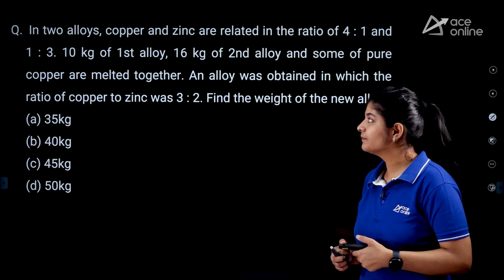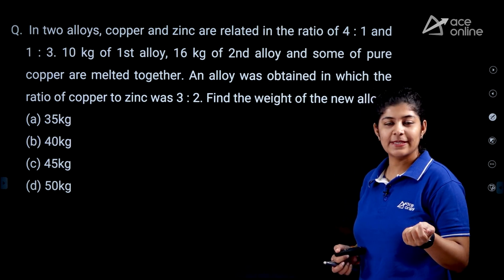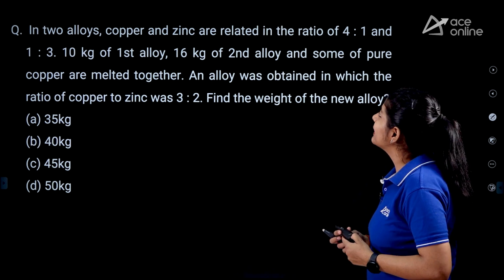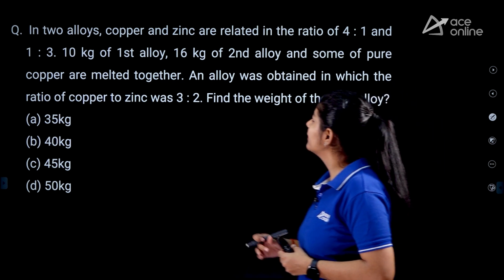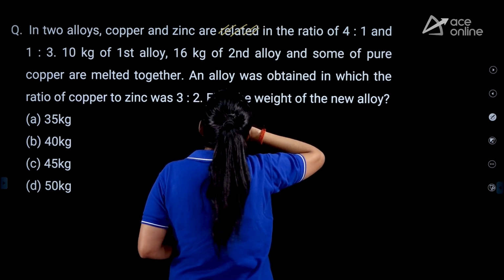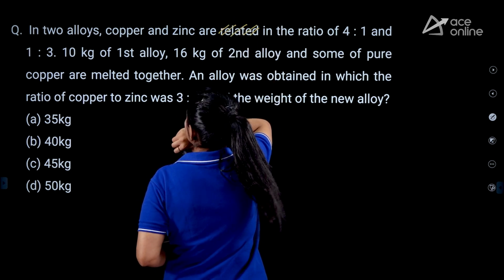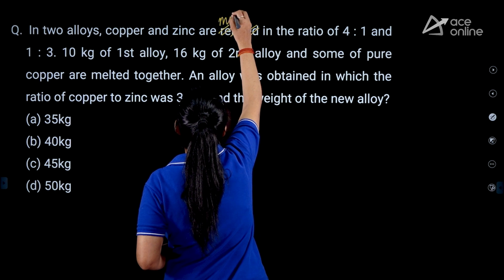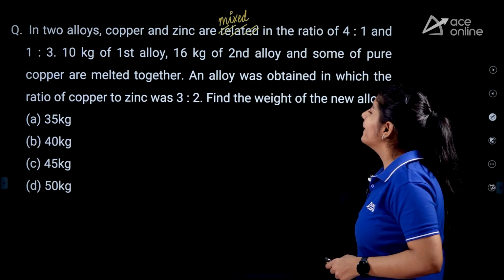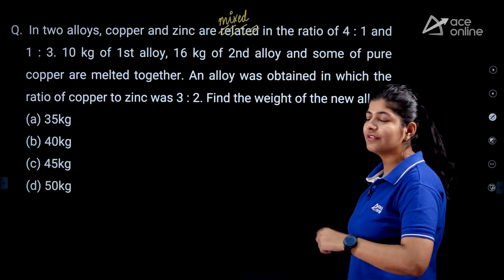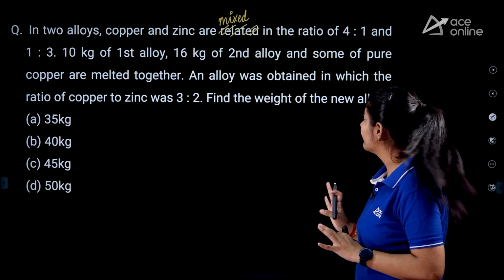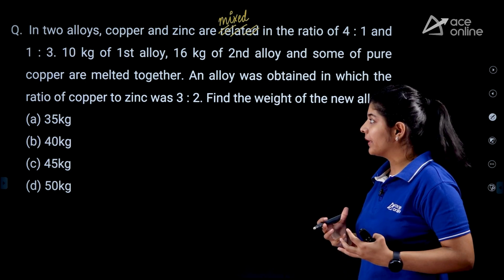And the question says that in two alloys, an alloy is basically a mixture of two or more metals, copper and zinc are mixed in the ratio of 4:1 and 1:3. 10 kg of first alloy and 16 kg of second alloy and some pure copper are melted together.